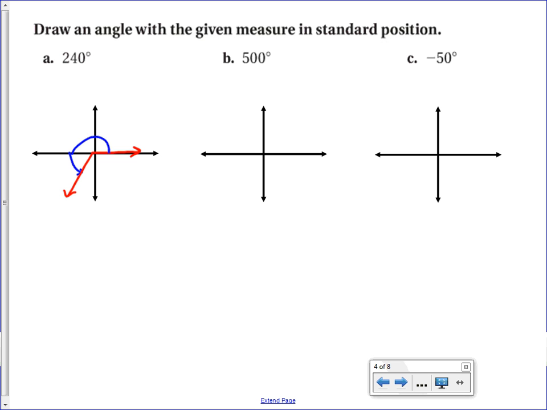So I've showed you the blue curve, and I would like you to show me a curve, too, on your paper to show me that you've gone 240 degrees in a counterclockwise direction. That's what my 240-degree angle looks like.